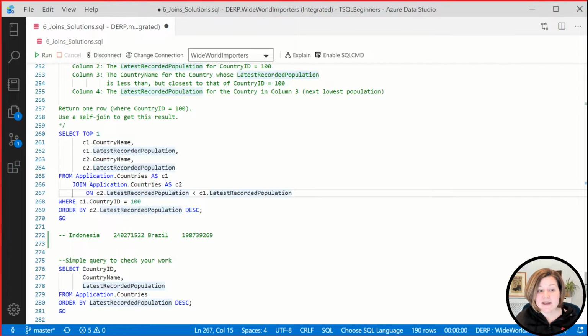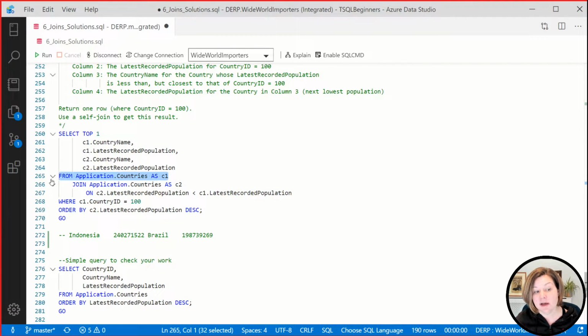And we don't have to join on an equals. Before, we've been joining things where you have the same country ID in both tables, so I'll find the equality. You can join on inequalities as well if you want to. You could join on a not equals. You can join on all sorts of things. But in this one, I can say I want to join on the rows where the latest recorded population is less than the one in this table C1.